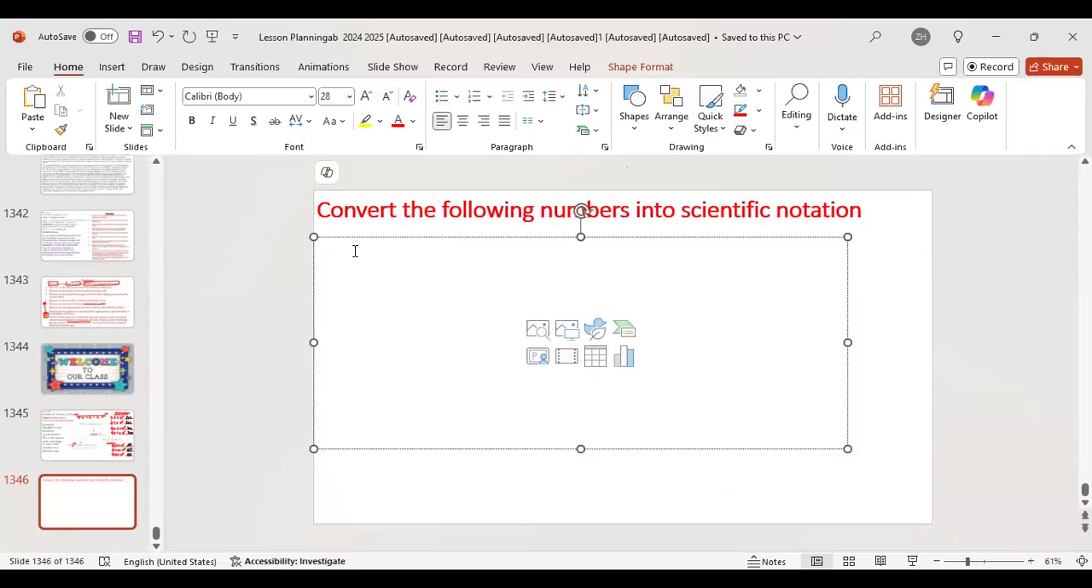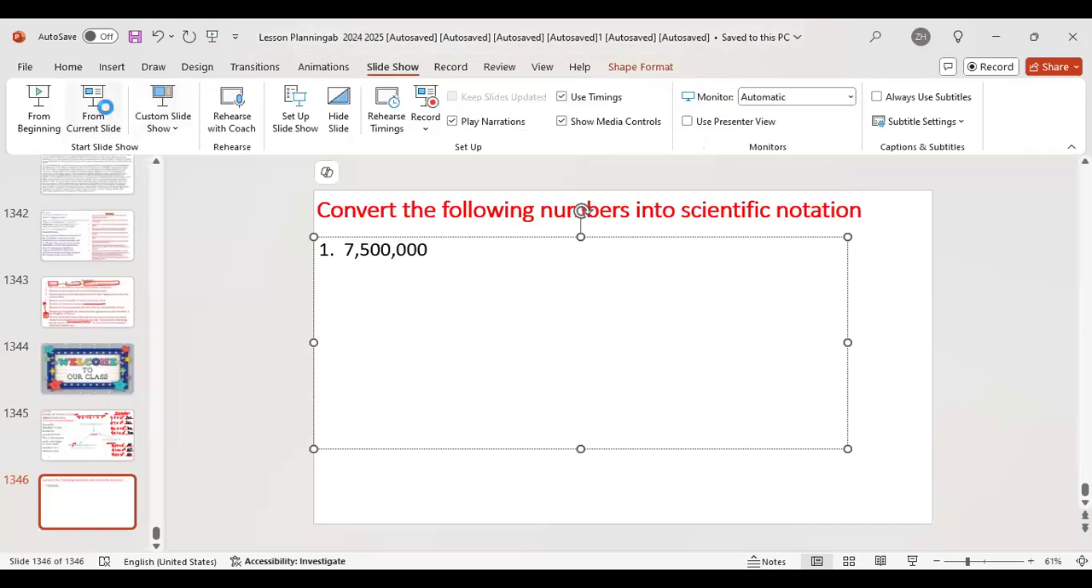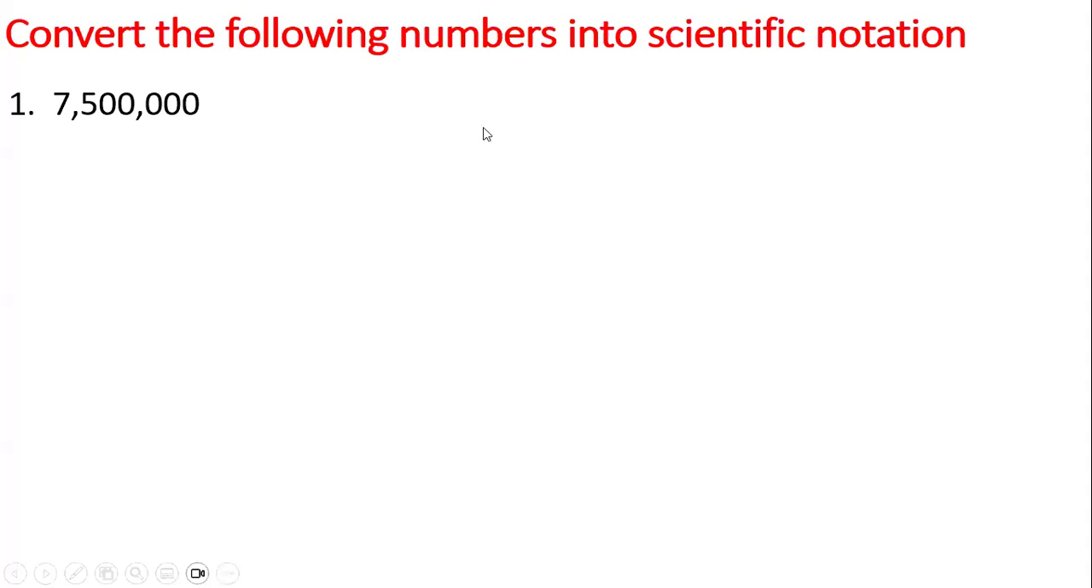We're going to start off with the positive ones. So it's going to be number 1. We have 7,512,123. All right, pronounce this number for me, please. 7,500,000. Very good.